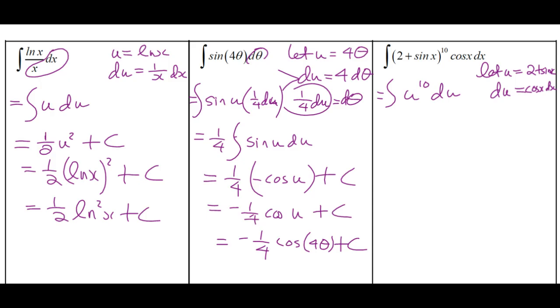Okay, what's the antiderivative of u to the 10th? 1 11th u to the 11th, right? Remember, the derivative is going to bring down 11 times, so we've got to divide by 11. Remember the anti-power rule: u to the n is 1 over n plus 1, u to the n plus 1. All right, fill it in. What's u? 2 plus sine x, to the 11, plus c. Right. So when you think of it this way, it's not so bad.